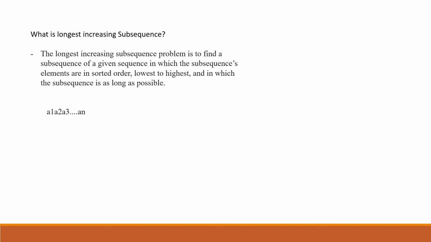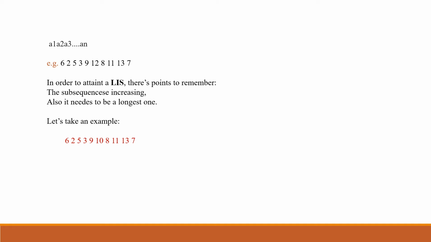Actually, when we hear the words longest increasing subsequence, we really get the essence of what this problem is about. It needs to be the longest and also it needs to be increasing. So the usual type goes like a1 < a2 < a3 < ... < an. It goes something like this. So let's take an example: 6 2 5 3 9 10 8 11 13. In order to attain a longest increasing subsequence, there are points to remember: the subsequence needs to be increasing, and also it needs to be the longest one. So let's dive a little bit more.